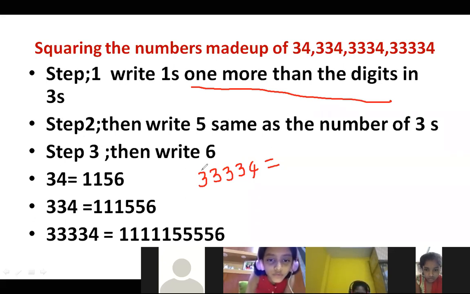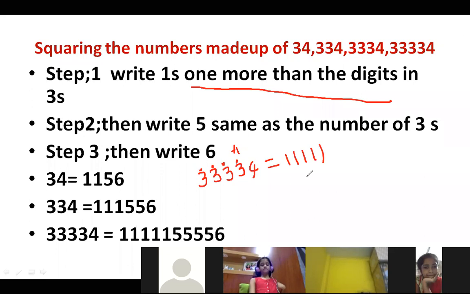How many 3s are there? 1, 2, 3, 4, 4 3s are there. So one more means 4 plus 1, 5. So 5 ones you should write there: 1, 2, 3, 4, 5. Here 4 3s means 5 ones. Here 100 3s means 101 ones. Here 75 3s means 76 ones. Count the 3s plus one extra one.